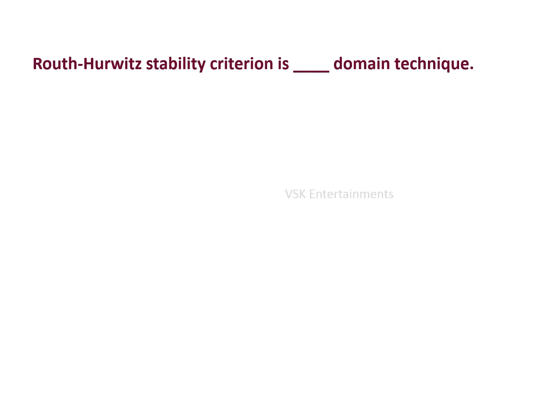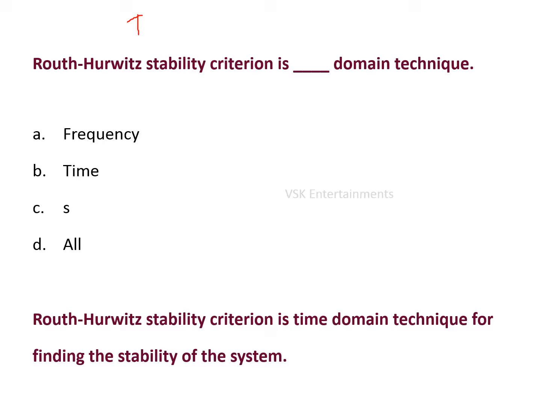Okay, coming to next one, RH stability criteria is dash domain technique. Options are frequency, time, S domain and all of the above. Here RH criteria is one of the techniques for finding the stability of a system in time domain. So option B is the right answer.